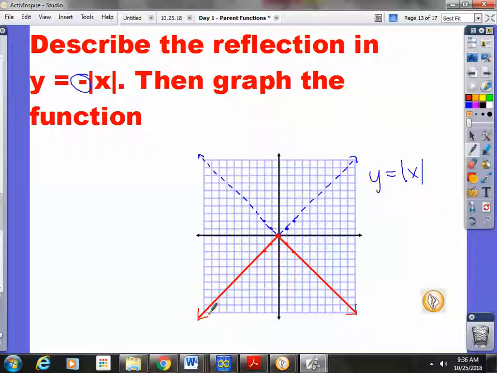Alright, today's assignment is out of the textbook. I have graph paper for you so you can do all of the work on here.